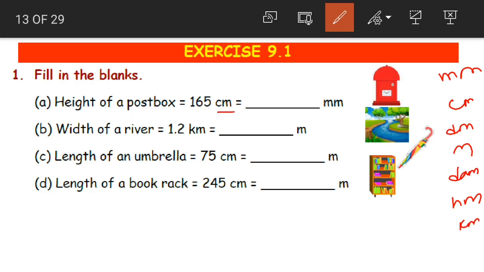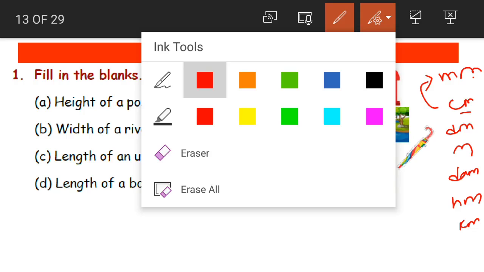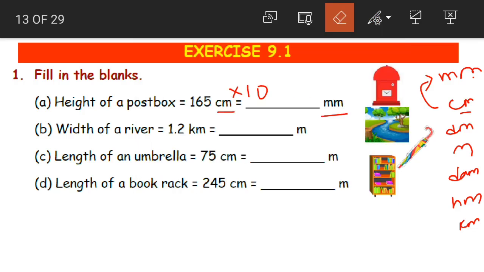Now the first one, centimeters converted into millimeters. Higher unit converted into lower unit. Only one jump is required. So multiply by 10. Yes, we are converting higher into lower. Now next one. Kilometers into meters. So 1, 2, 3. 3 jumps are required. Again this is also higher to lower. So we'll multiply by 1000.